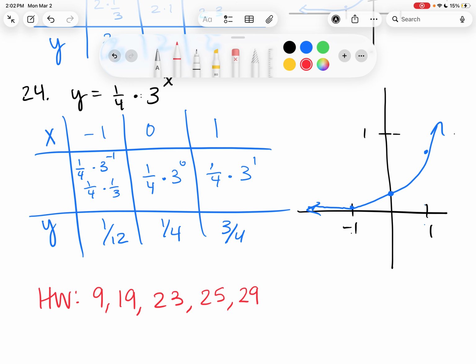Now, I'm going to tell you something about 29. I didn't do one like this one, but I want you to try it because I'm going to see if you're paying attention. The graph will not look like this because it's negative. It's going to look different. So remind me and we'll go over that one tomorrow.